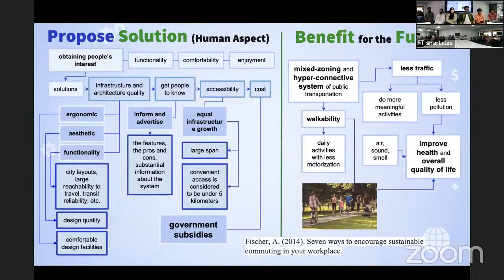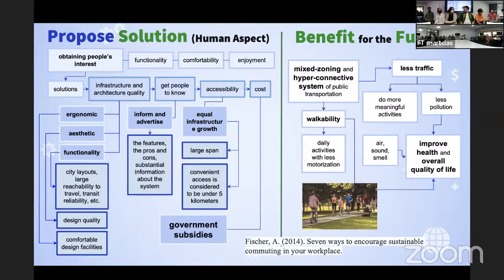Another solution that we propose is to popularize public transportation. To popularize public transportation, we have to obtain people's interest, and then we have to make public transportation one of the main commuter options, so people consider it instead of their own personal vehicle.